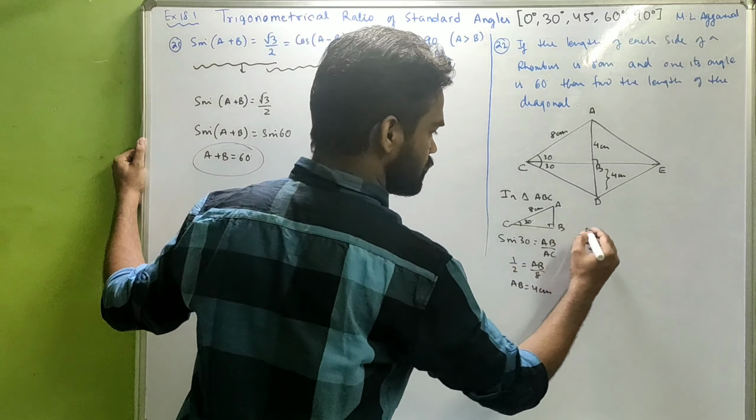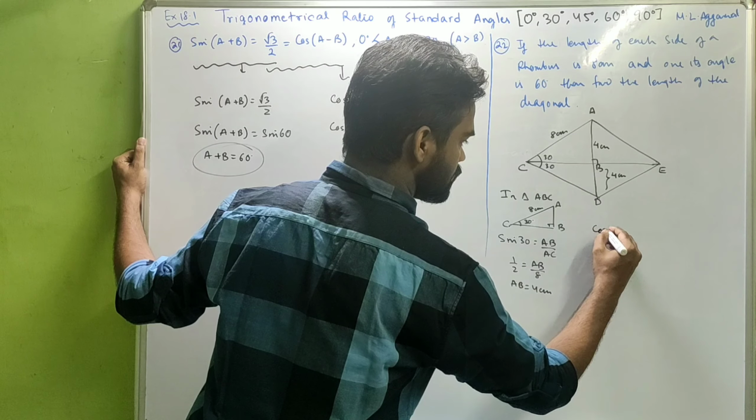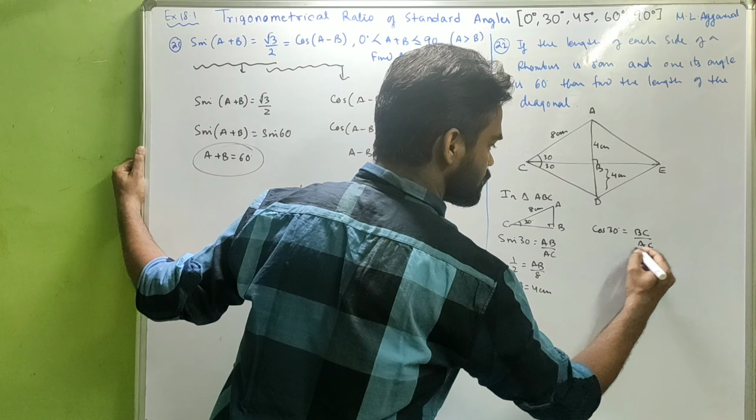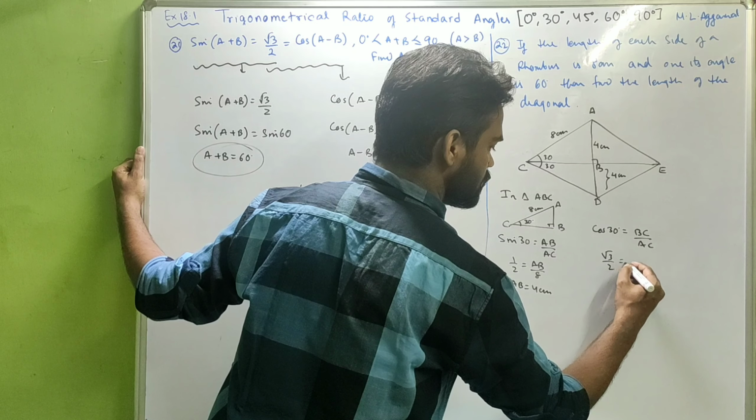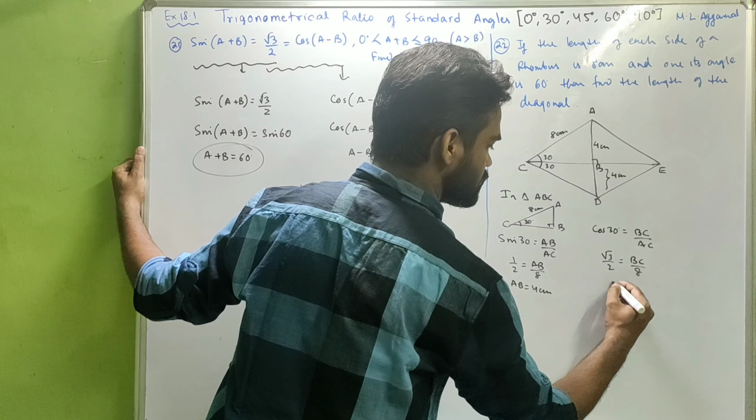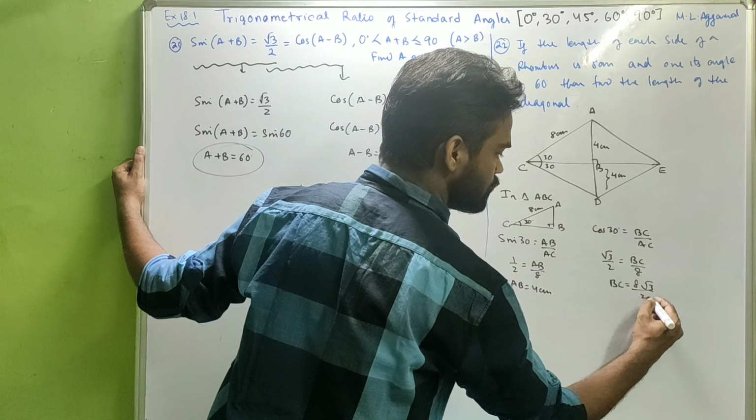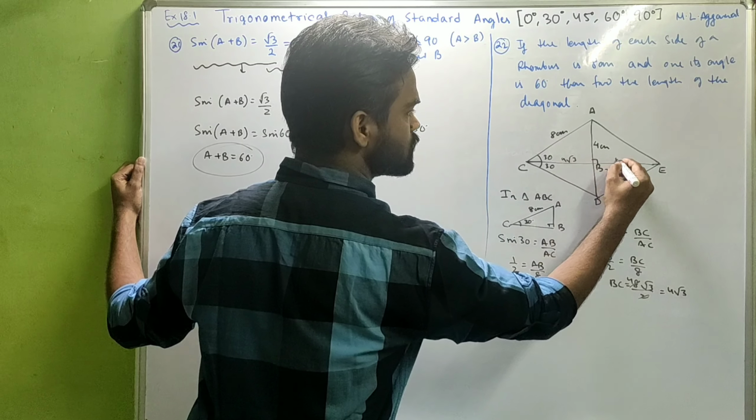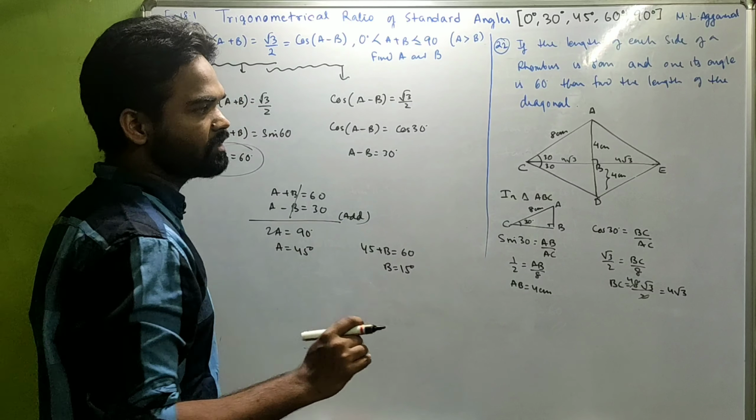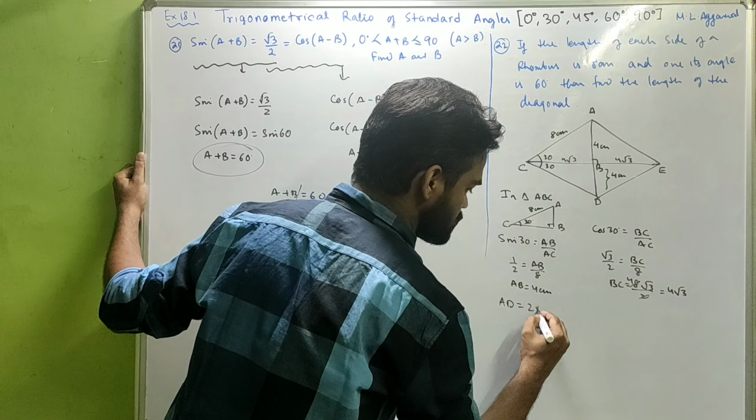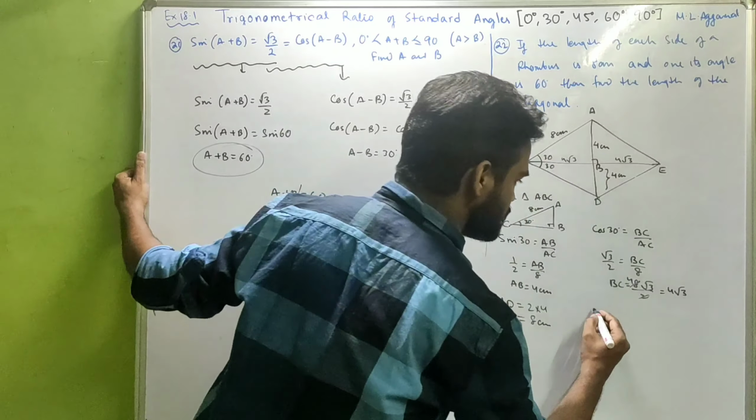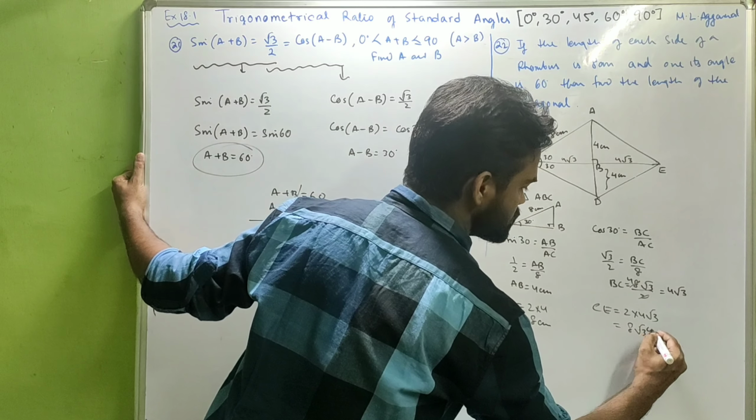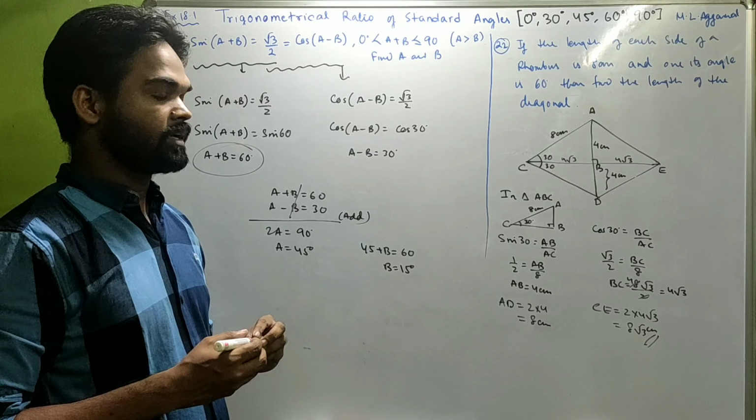Now in the same triangle, if I talk about cos 30, which means base by hypotenuse, cos 30 is what? Root 3 by 2. BC we don't know, AC is 8, so BC will be 8 root 3 by 2, that's 4 root 3. So BC is 4 root 3, so this is also 4 root 3, because the diagonals bisect each other at 90 degree, which means AD, your diagonal, will be twice into 4, that's 8 centimeter, and CE will be twice into 4 root 3, that's 8 root 3 centimeter. Am I clear?